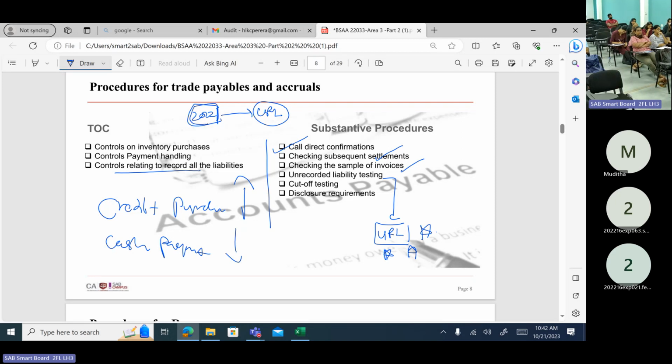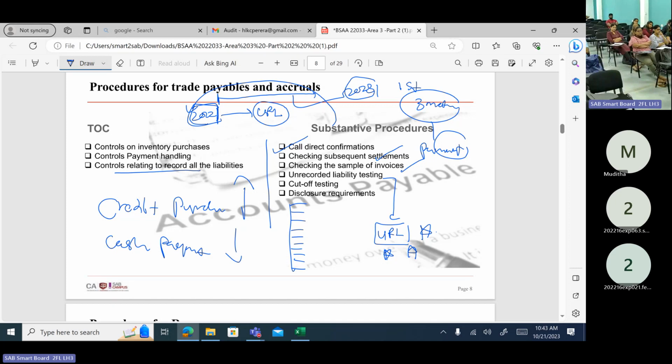For the 2022 subsequent period, we have to get the payments in your organization. Subsequent period is what? 2023, let's say the first 3 months. First 3 months payments should be taken, from your bank statement or from your cash book, you can check. So what are the payments in these first 3 months? Then you should identify what are the payments related to the 2022 year. We have a list of payments, right? What are the payments related to 2022?